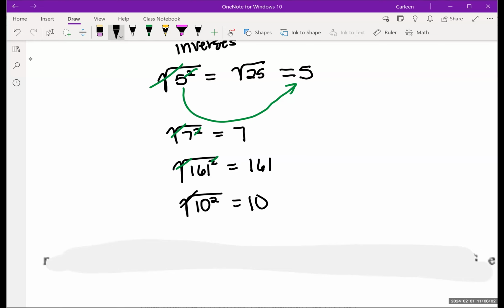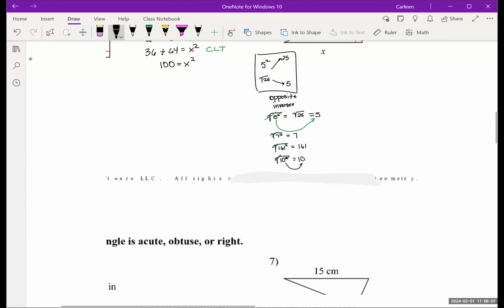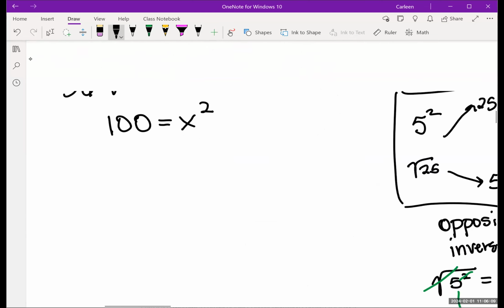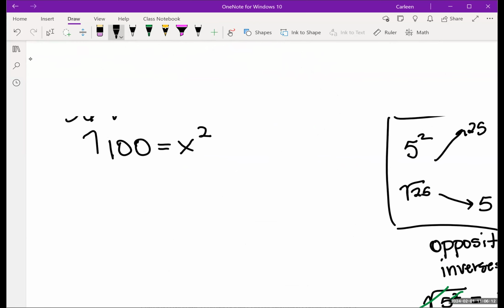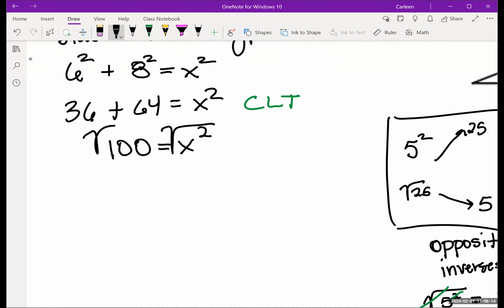Square root cancels with squared. 10 pops out. Okay. So now take the square root of both sides. Square root cancels with squared. X pops out. Are you with me that the X is going to pop out? Because the square root is the inverse of squared. Square root of 100 is 10. We are done.